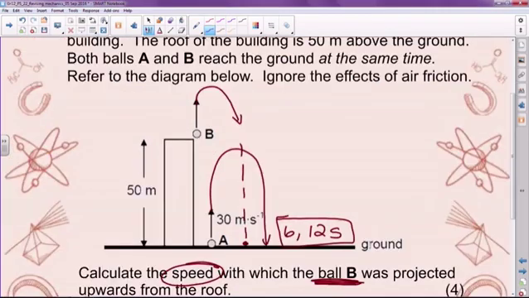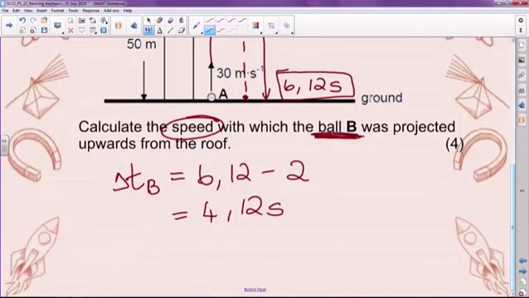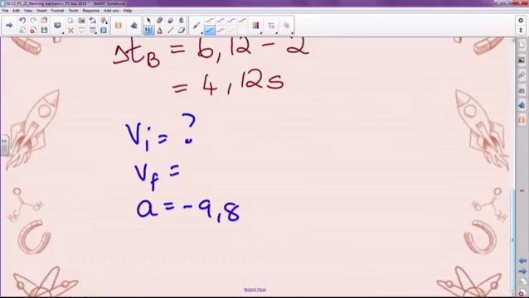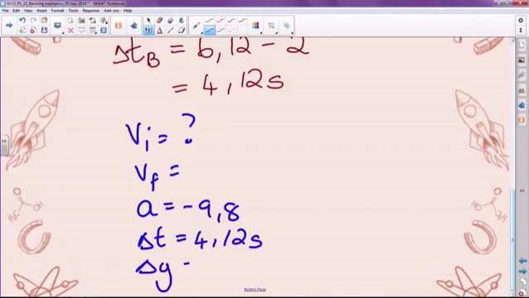So if we now go and we want to answer the question, what I know is it's been thrown up with something. I don't know final velocity, so there's nothing I can do there. I know a is minus 9,8. I can't change that. Okay, it's what I chose at the beginning. t is 4,12 seconds. Delta y, now listen here, is minus 50, because it goes below where it starts. And if it goes below where it started, it's negative because that's down.